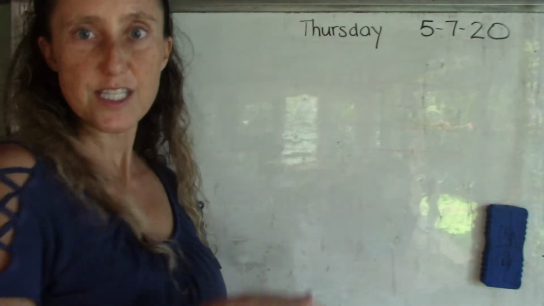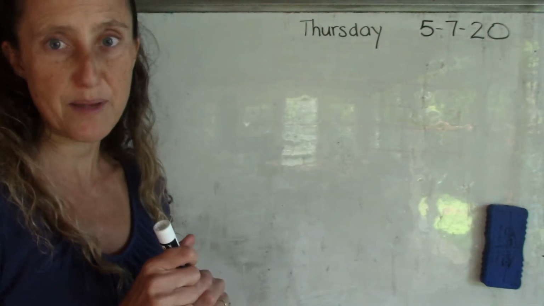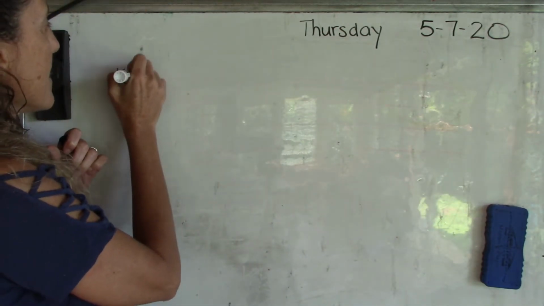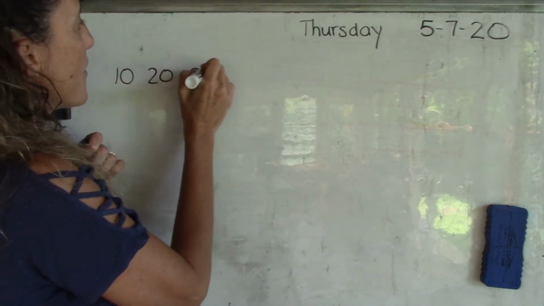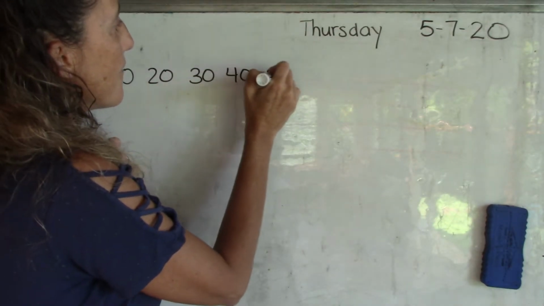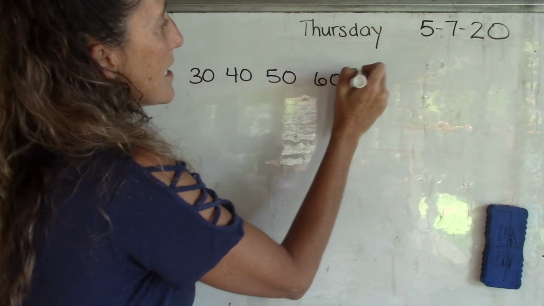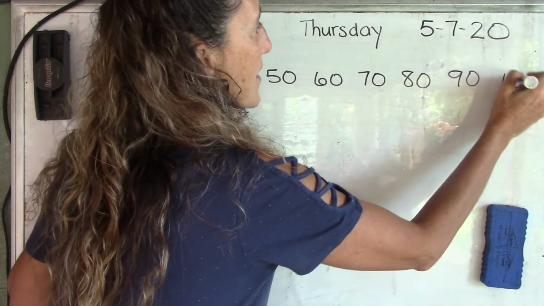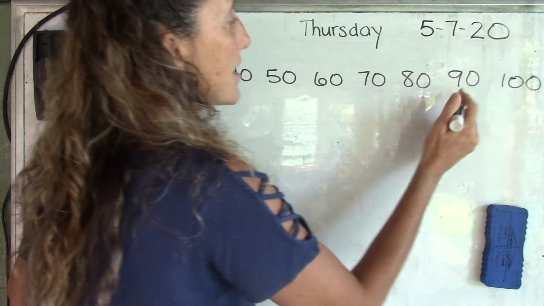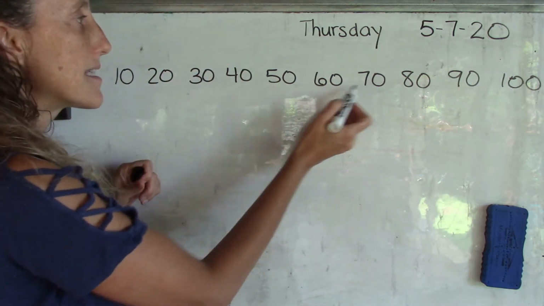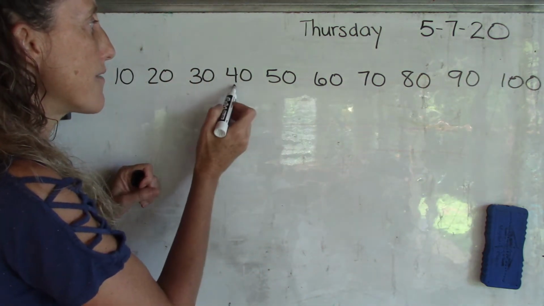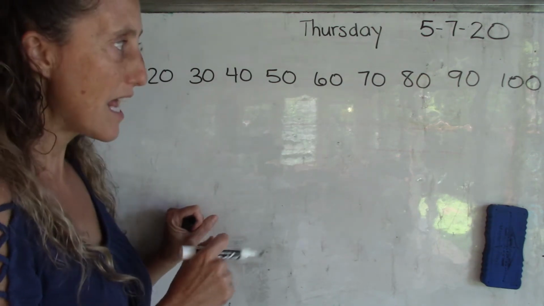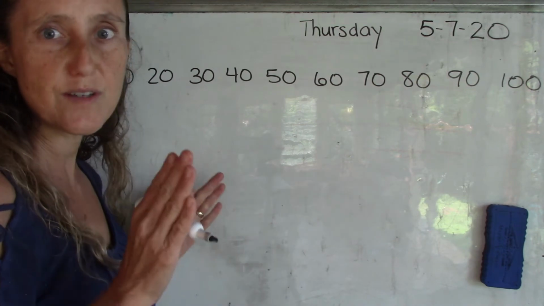So the kindergartners are still counting by tens, so let's count by tens with them. And I know you can go pretty fast, but here we go. 10, 20, 30, 40, 50, 60, 70, 80, 90, 100. Let's go backwards. 100, 90, 80, 70, 60, 50, 40, 30, 20, and 10. Very good.